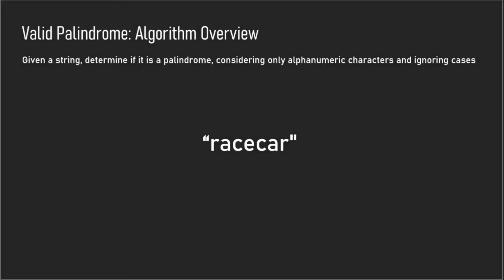Today I'll be going over the valid palindrome problem. A palindrome is a word that's spelled the same way backwards as it is forwards. An example of that would be racecar. You can see that racecar, even if you spell it backwards, will still spell racecar.